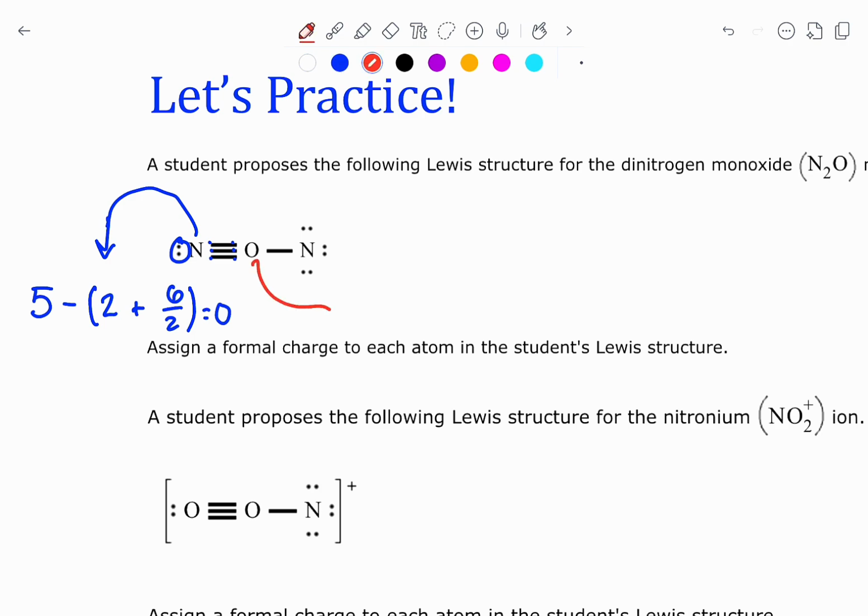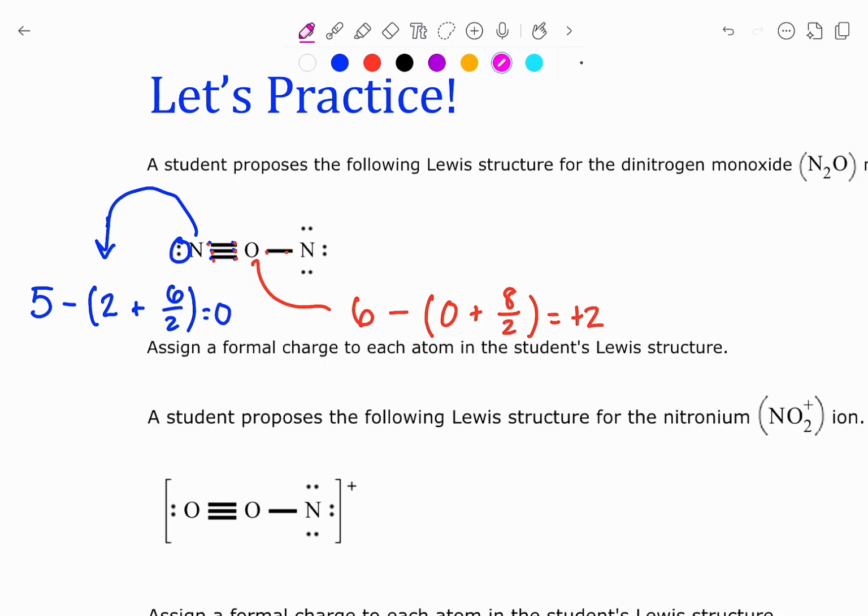Let's look at this oxygen. Oxygen has 6 valence electrons, and we're going to subtract from that the associated. There are no lone pairs on that oxygen, which I know it does not like, but it's okay, that's how the structure is drawn. So there's 0 lone pairs, which means all of these electrons are associated into bonds. So there's 8 electrons in bonds, and we're going to divide that by 2 because it only claims half. So this gives me a formal charge of plus 2.